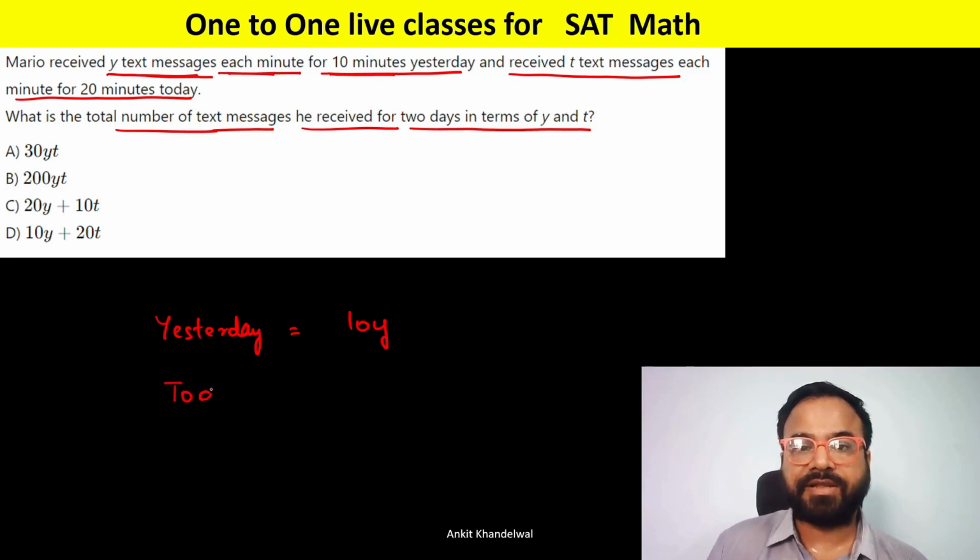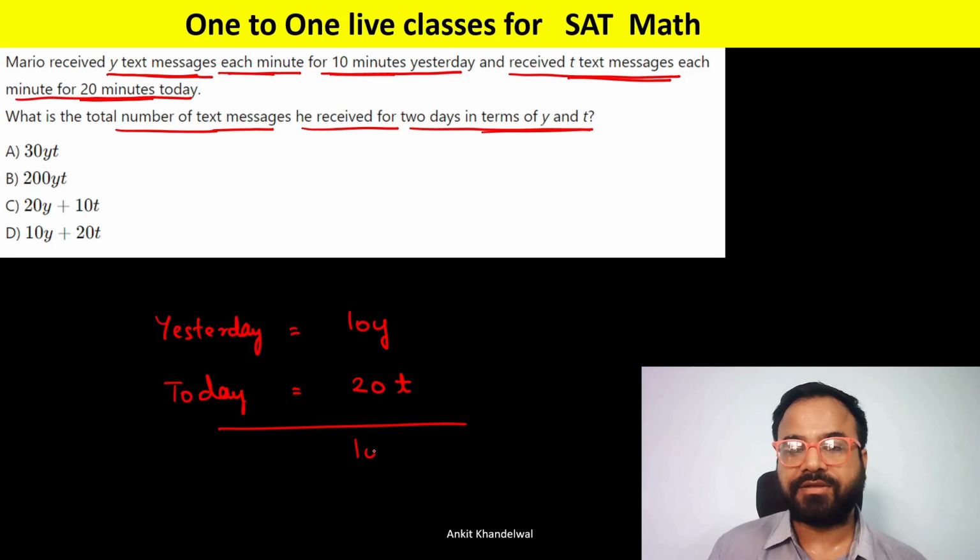And similarly for today he received t text messages each minute for 20 minutes today. Every minute he got t messages and a total of 20 minutes. So total messages he received is 20t. It is asking what is the total number of text messages he received in 2 days. So if you add them, it is simply 10y plus 20t. So 10y plus 20t, option D is the correct answer.